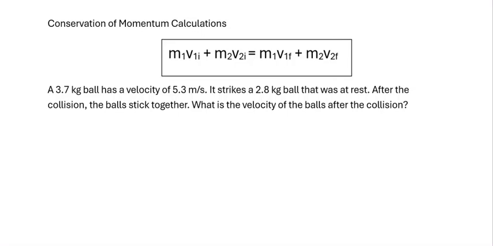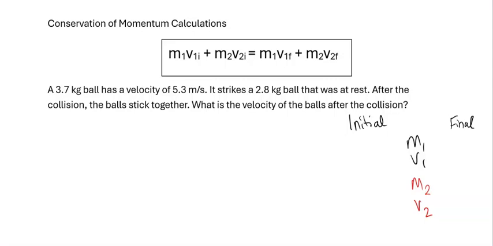Now, one thing that I would recommend doing if you have a tendency to get values put in the wrong location in the formula is to make yourself a chart. On the left-hand side, put initial. On the right-hand side, put final. And then put mass 1, velocity 1, and then mass 2, velocity 2 down the center of it. Then use this chart to record the numeric values in their appropriate places.